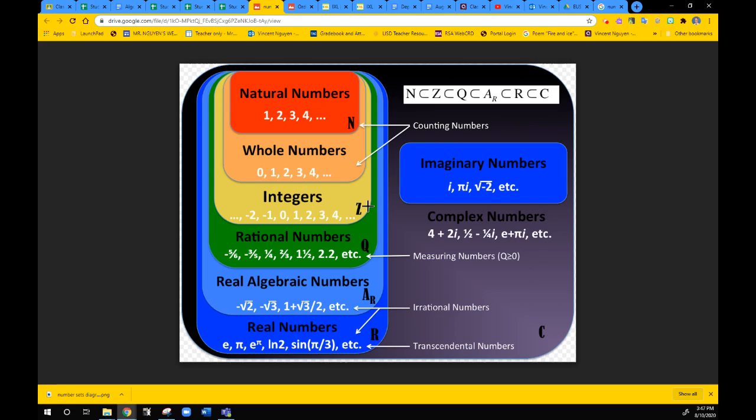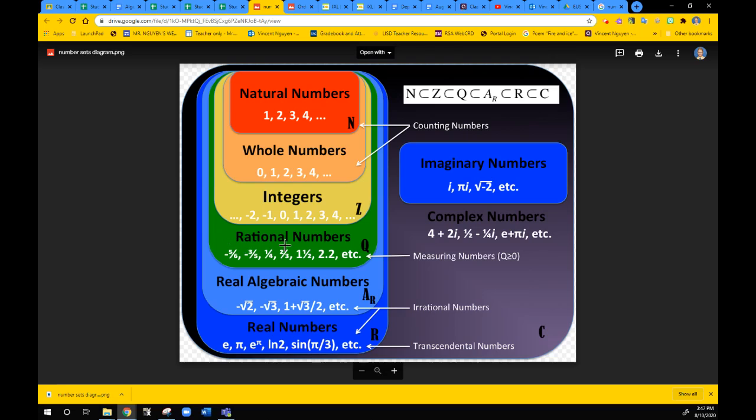Integers, we use the letter Z, and that includes all the positive and negative and zero counting numbers, okay? So that's kind of like the whole numbers and the negative versions, okay?